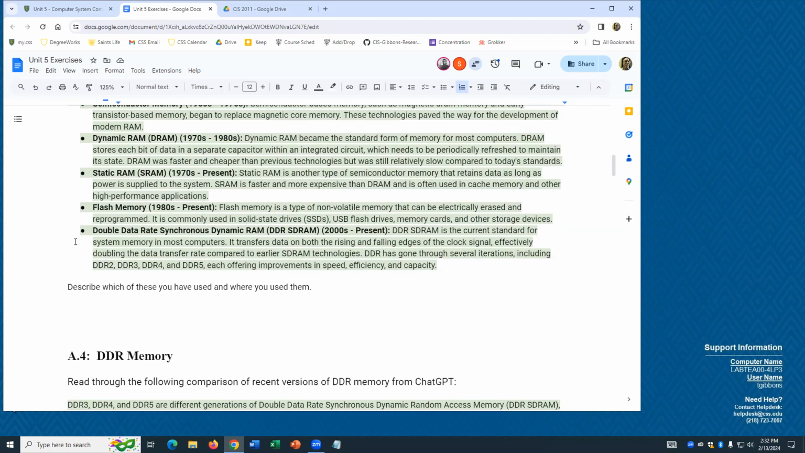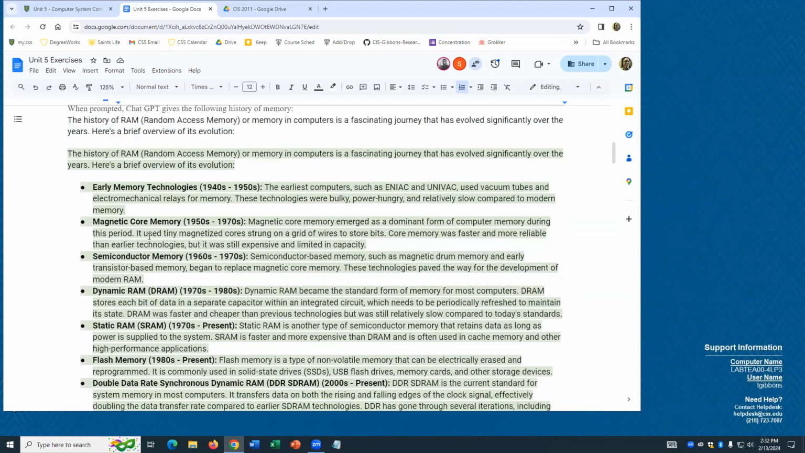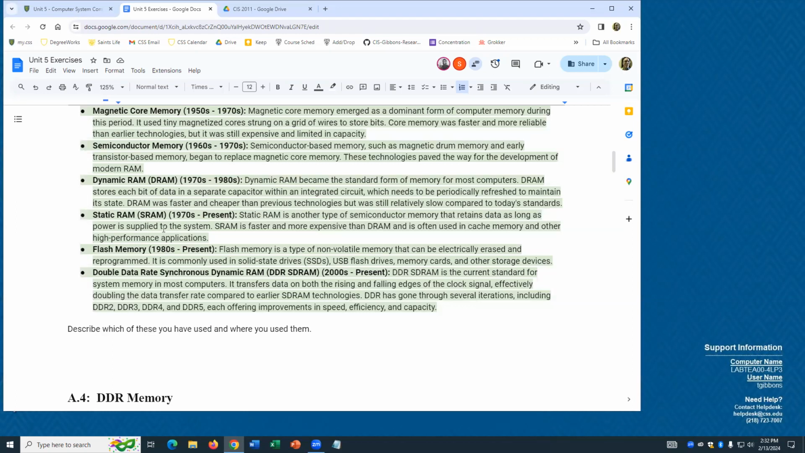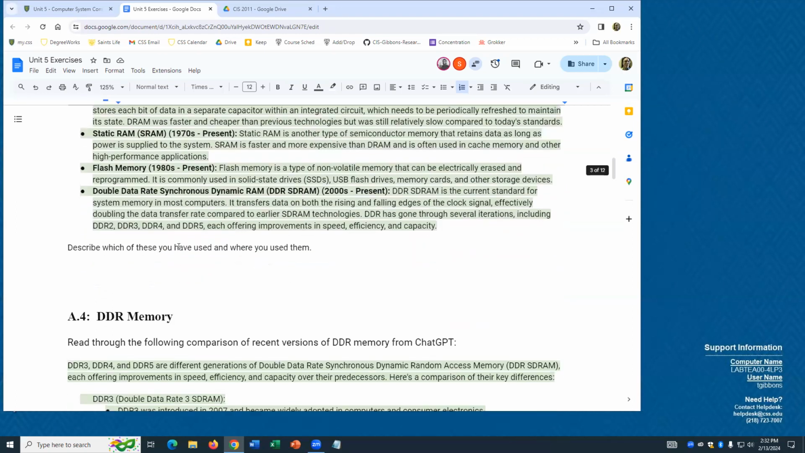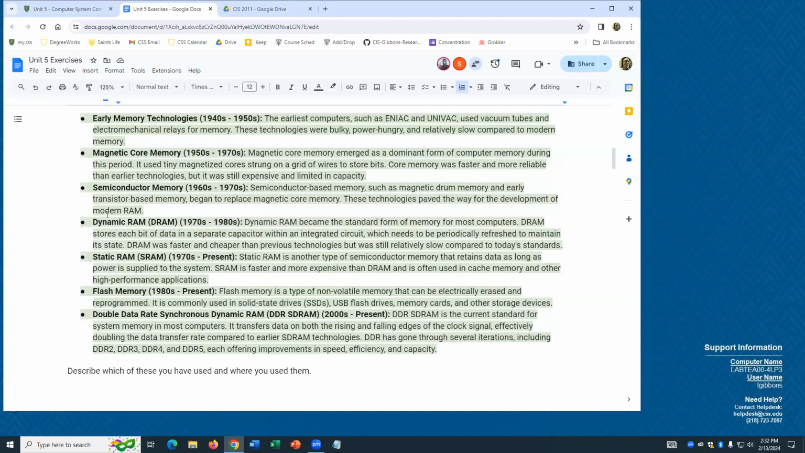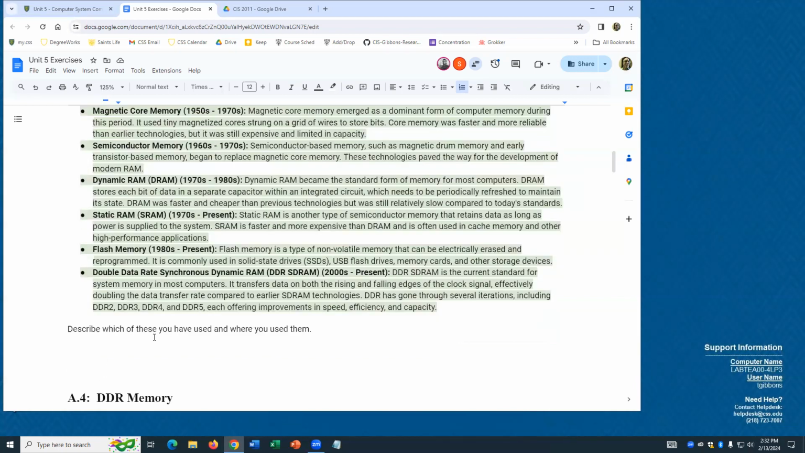I want you to go through this and look at this history and see if you've used any of this memory. You might want to look up some of your devices and what kind of memory they had. And you can also ask AI to help you with that.